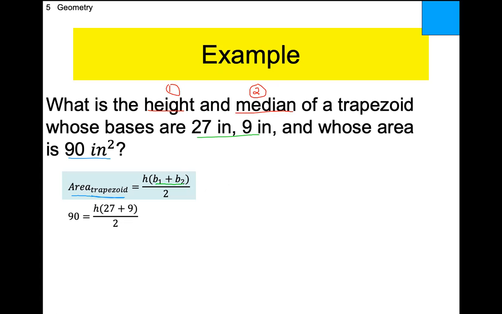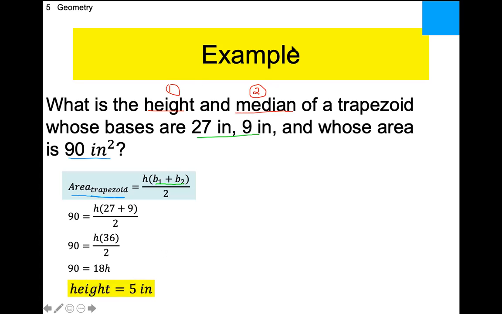Yes. Okay. Well, we can solve that one. That one's pretty easy. You can solve it if you can do algebra. So 27 and 9 is 36. 36 divided by 2 is 18. Yeah, I almost said 16 a second ago. Oh, okay. And it turns out that 90 is divisible by 18. The height's 5. Cool. We just answered question number 1.